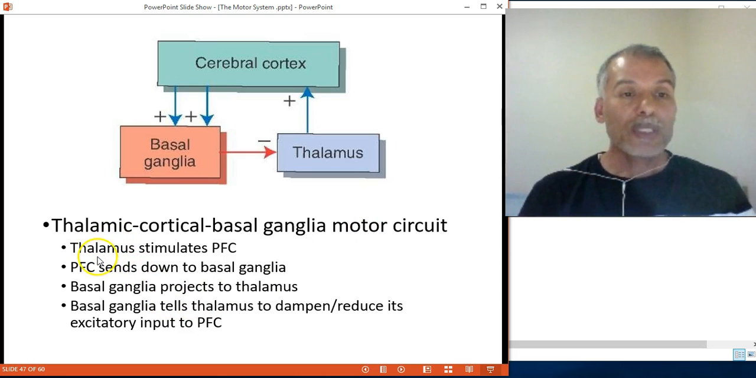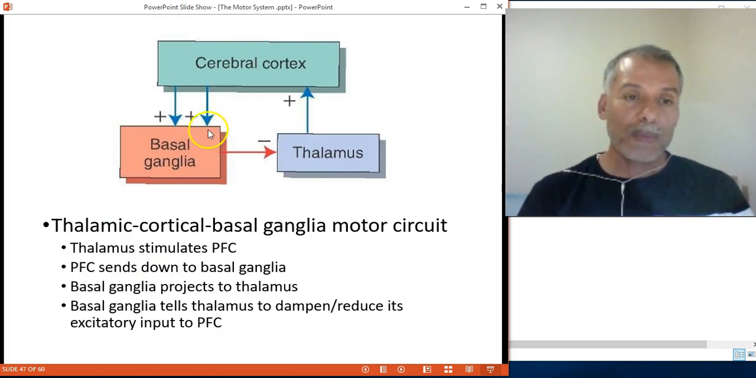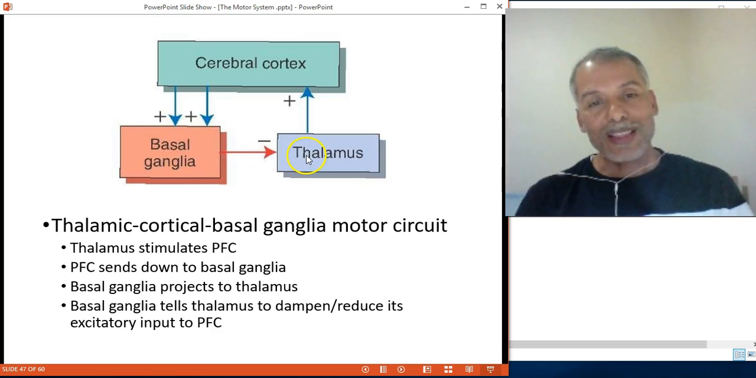You need to know the steps. The thalamus stimulates the prefrontal cortex. It says, do something. And then the prefrontal cortex sends down the signals. Okay, the thalamus wants me to do something, so it sends down the signal to the basal ganglia. Now the basal ganglia send to the thalamus and say, okay, is that what you want?